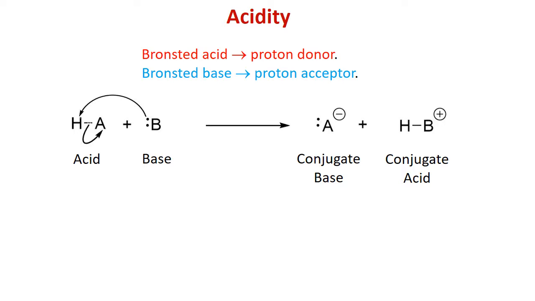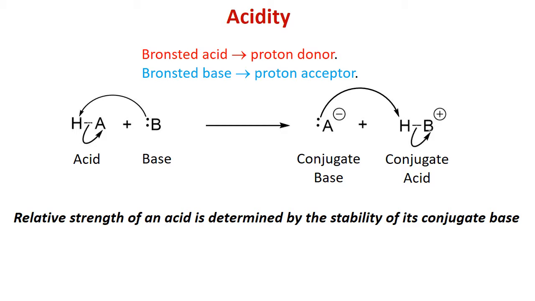base A-. If the conjugate base is not stable by itself, that is, if it cannot stabilize the negative charge or lone pair depending on the case, it will grab the proton back from the conjugate acid to regenerate HA and B, which is the reverse of the above reaction. Hence, the strength of an acid is determined by the stability of its conjugate base.